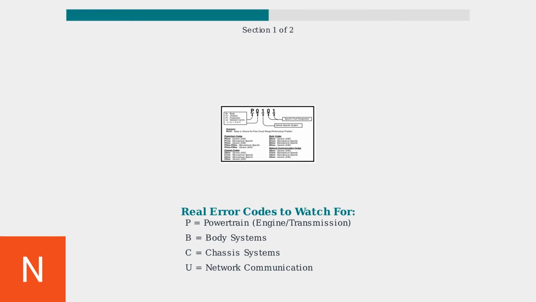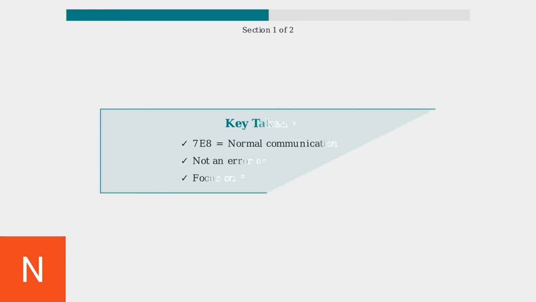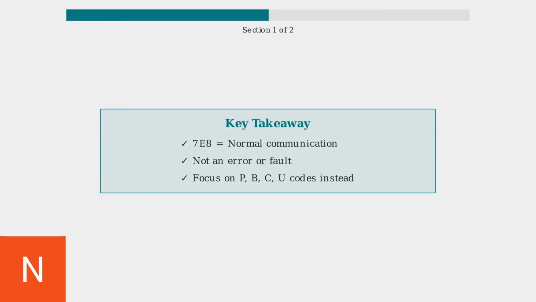Let me show you the difference. Remember, 7E8 means your diagnostic system is working properly. Focus on any accompanying codes that start with P, B, C, or U. Those point to actual issues that may need repair. When you see the 7E8 code alongside actual symptoms like a check engine light, reduced fuel efficiency, or rough idling, the key is understanding what to focus on.